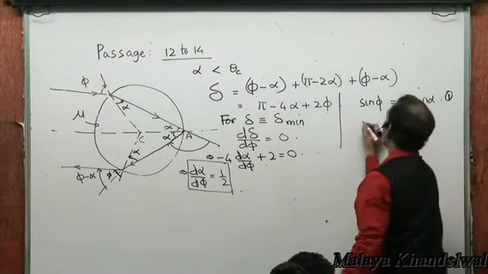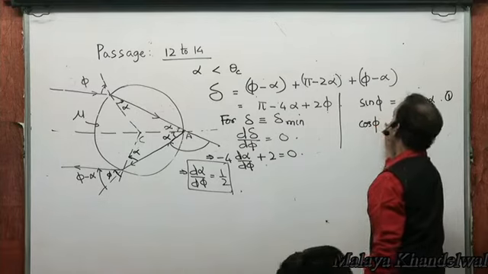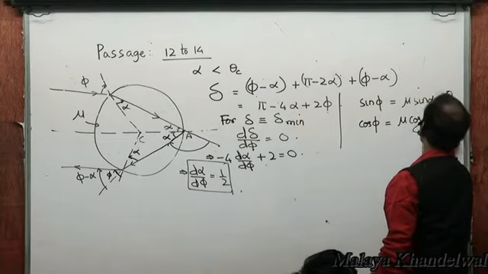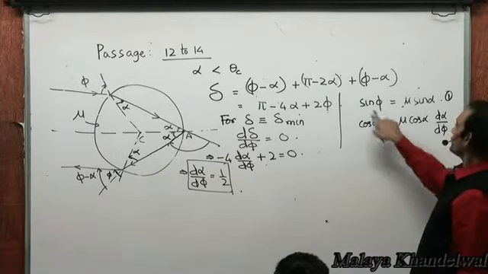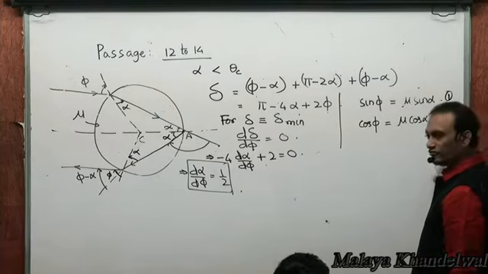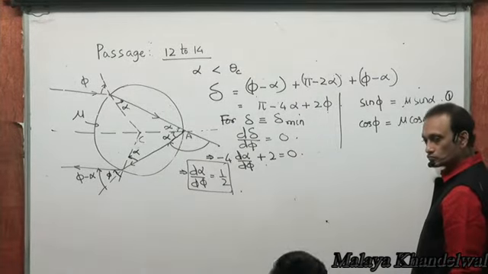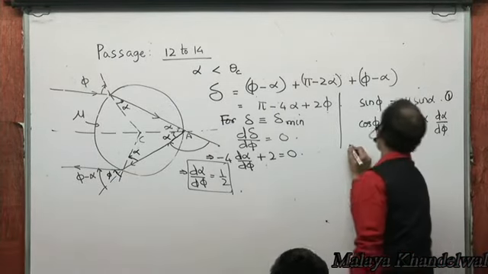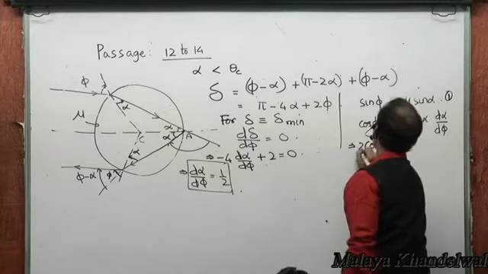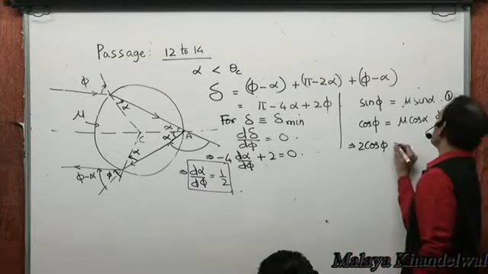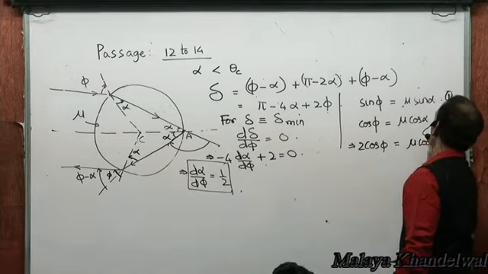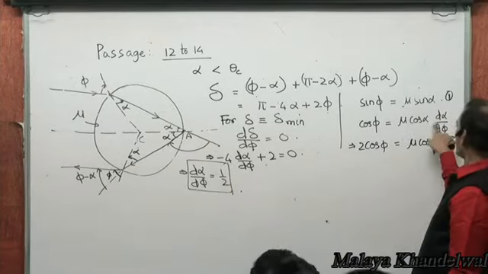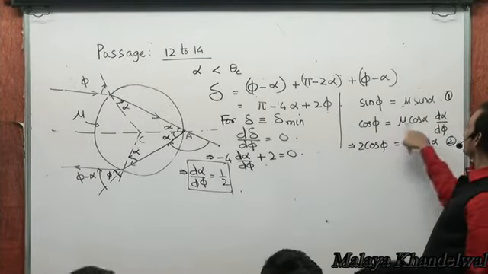This is equation 1. When I differentiate this with respect to phi, I end up getting cos phi equals mu cos alpha d alpha by d phi. But d alpha by d phi is half. So this gives me 2 cos phi equals mu cos alpha. This is equation 2.